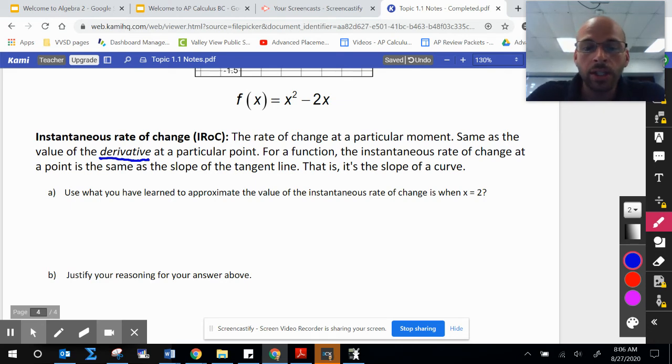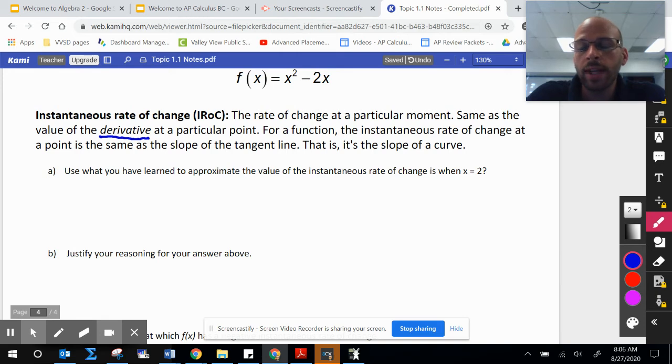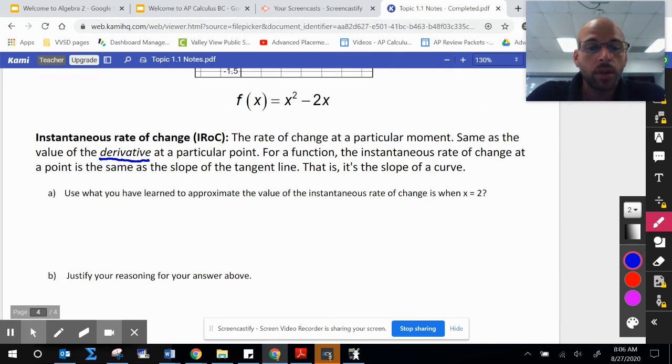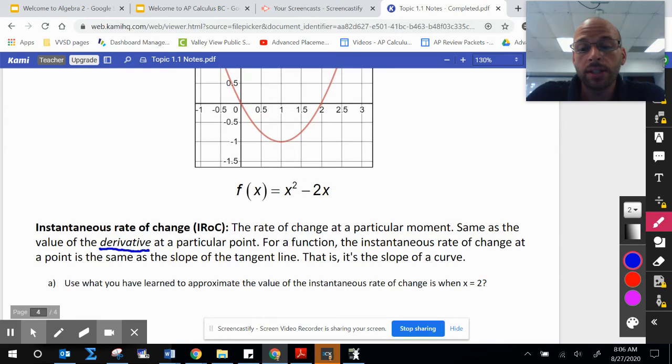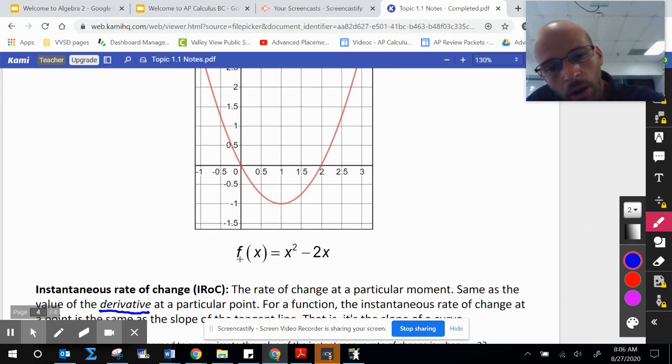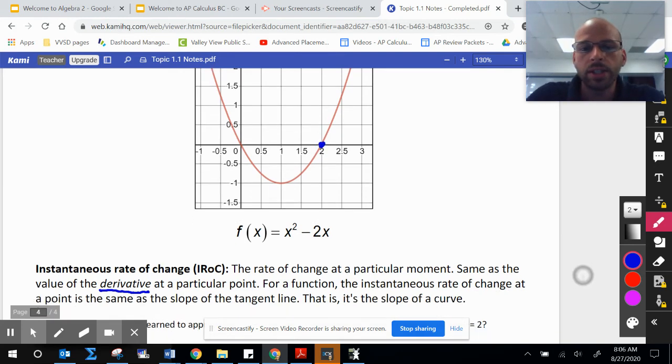Okay, the slope of the tangent line defines what that slope is of the curve at that instant. So using what we've learned to approximate the value of instantaneous rate of change, approximate the value of the instantaneous rate of change when x is 2. So I want to know, what is the instantaneous rate of change going to be when x is 2?